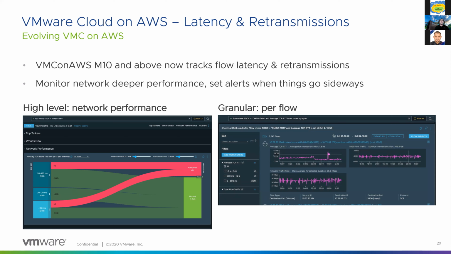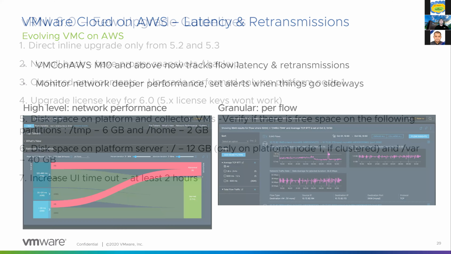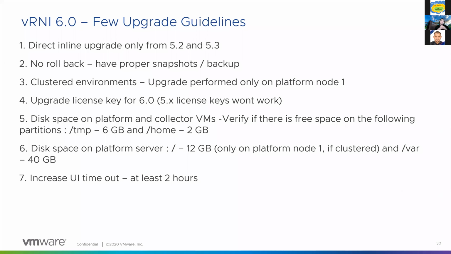And likewise, we have a very granular view of the flows which are available on Insight on VMC on AWS through Network Insight, the same line charts and metrics which you saw, the RTT metrics which you saw in the previous slides. Okay, now I think we are good with the time.